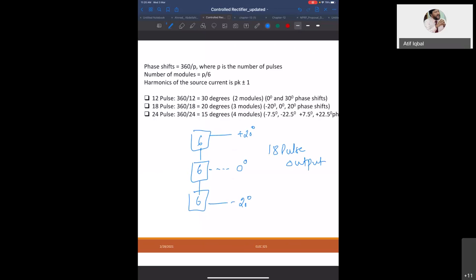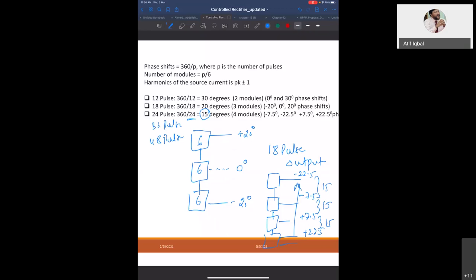18 pulse output. Similarly, for 24 pulse, we need 4 modules, with the angle between them, 15 degree among each. So what we do is we operate these at, say, minus 22.5, minus 7.5, plus 7.5, and plus 22.5. So that the phase shift between these two is 15 degree, between these two is 15 degree, between these two is 15 degree. So with this, you can find out for all the others, 36 pulse, 48 pulse.